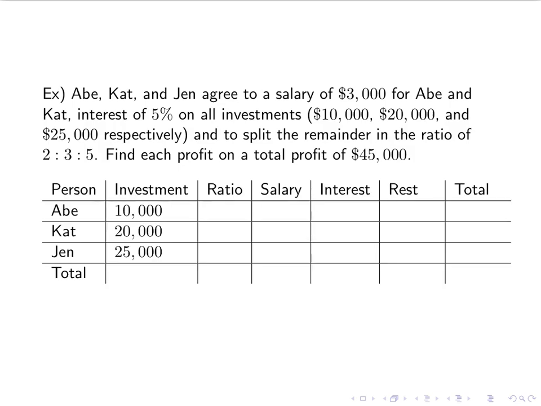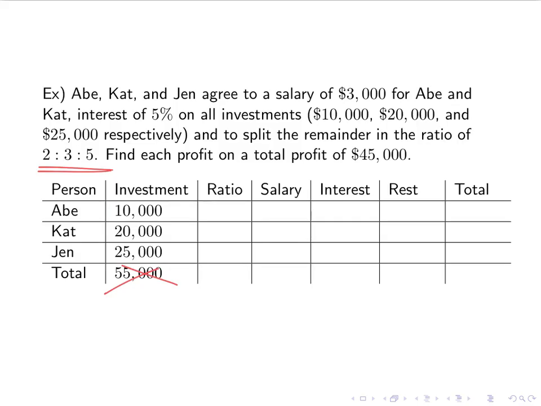So again, we're going to start with our table. So person, investment, ratio. And again, those are the ones that are not part of the total. And then we have salary, interest, the rest or the remainder, and then the total. So here I have an extra column with interest. Okay, so I put in all their investments, and then I add up the total. And then for this question, I actually don't need the total investment. It's not important at all because the ratio is just 2 to 3 to 5. But I'm going to include it anyway.